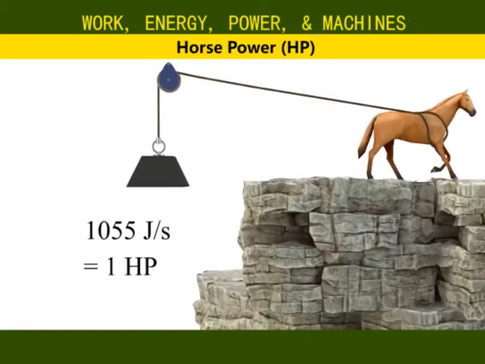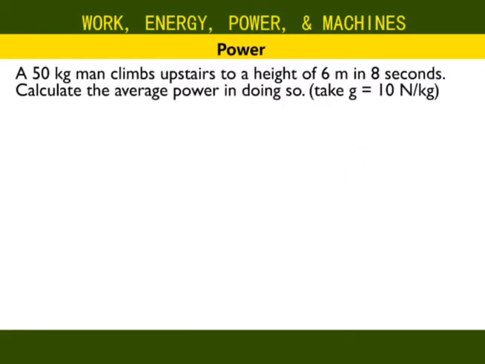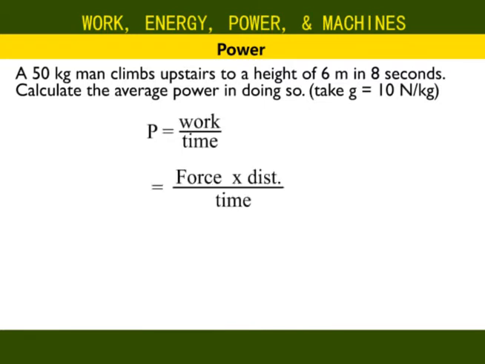Let's take an example. A 50-kilogram man climbs upstairs to a height of 6 meters in 8 seconds. Calculate the average power in doing so. Power is equal to work done over time. That is also equal to force times distance over time. 50 times 10 to convert into force, times 6, divided by 8 gives us 375 watts.